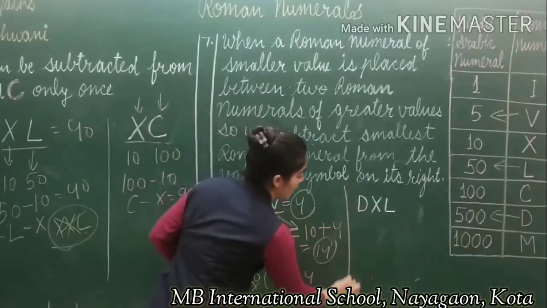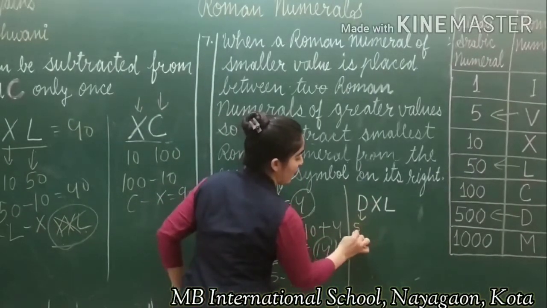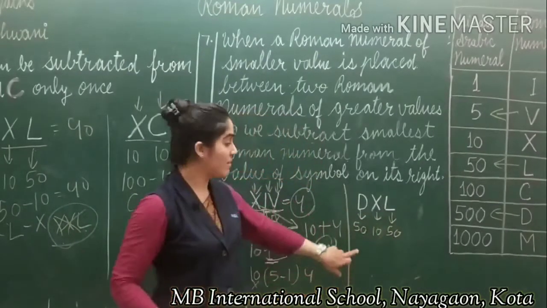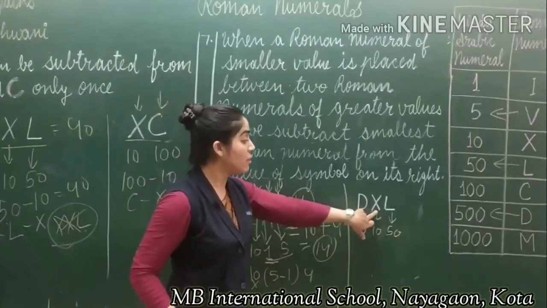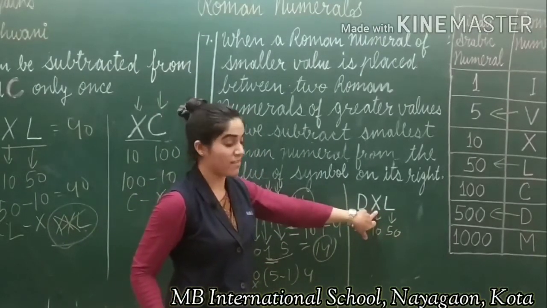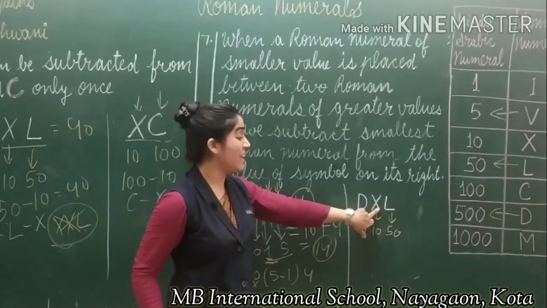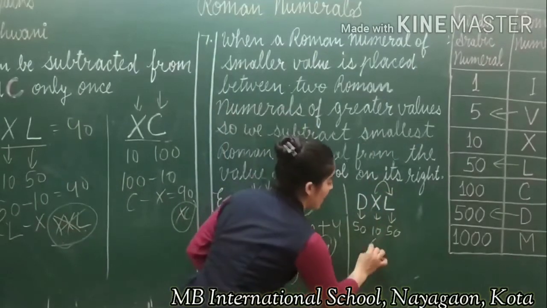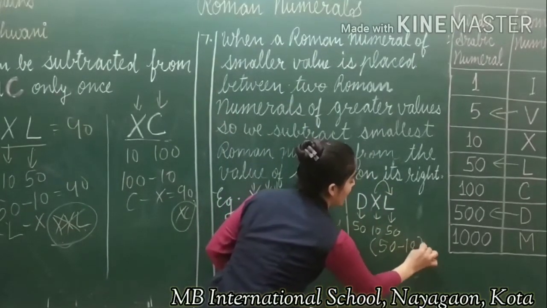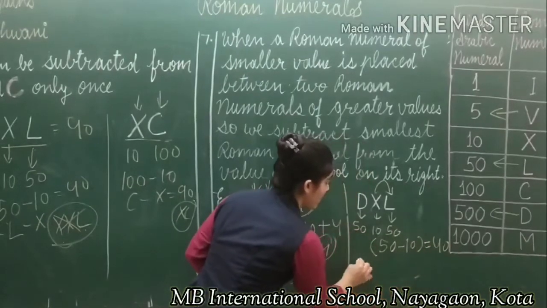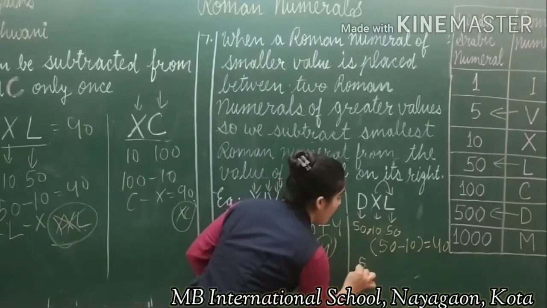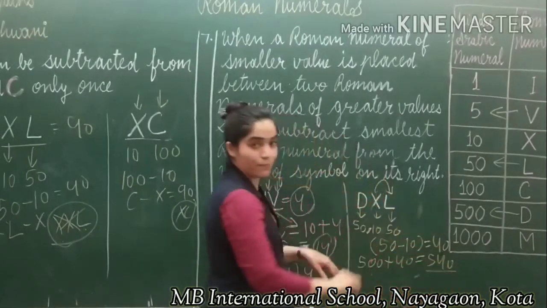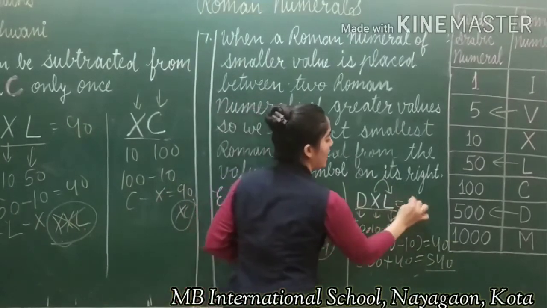Okay, next example. Here I have taken D as 500, X as 10, L as 50. Here also you can see we have three Roman numerals and the one placed in between is the smallest. When the in-between Roman numeral is smallest, we subtract it from the right-side Roman numeral. So I will subtract 50 minus 10 and get 40. It means 500 plus 40, so the answer will be 540. So DXL indicates 540.